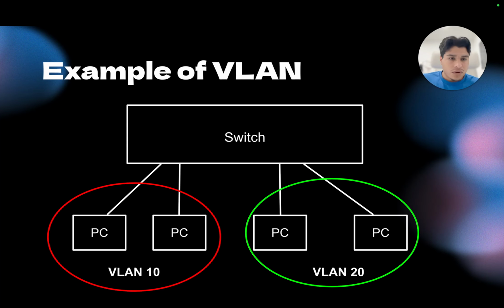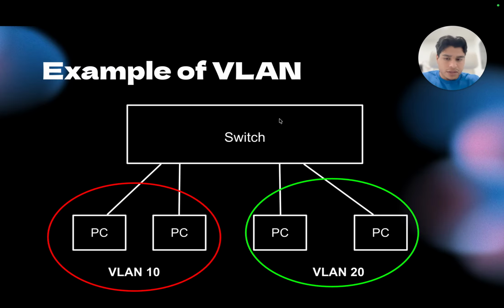So this is an example of a VLAN, right? You have a switch and we have a couple of PCs. Two PCs here are within VLAN 10 and the PCs here are within VLAN 20. And they're part of the same physical infrastructure, right? All these four PCs belong to the switch, but they're logically segmented between these VLANs.